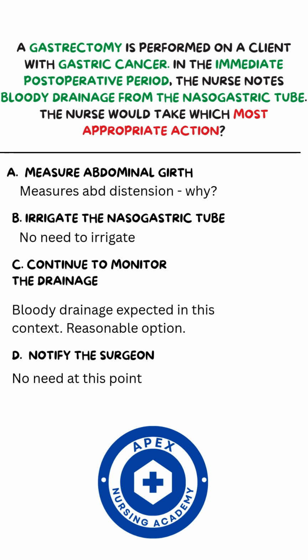Notify the surgeon. Well, are we going to notify the surgeon immediately because of bloody drainage? There's no need at this point because bloody drainage is expected in the post-op period. They've had a gastrectomy. We're right after surgery. That's expected in the first 24 hours. You may see some bloody drainage, and then it'll turn to brown, may turn to yellow, may turn to clear. That's just the stages of the drainage. So right now in the post-op period, bloody drainage is okay. We don't really need to notify the surgeon for that.